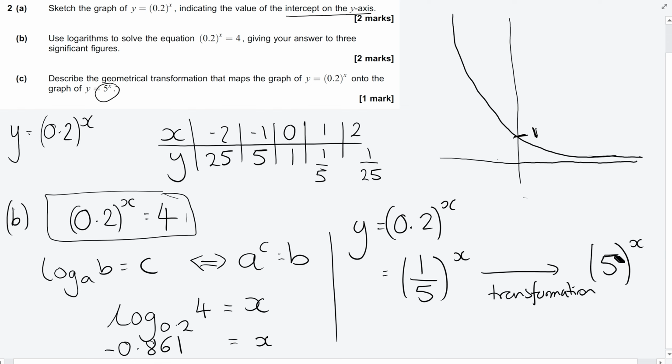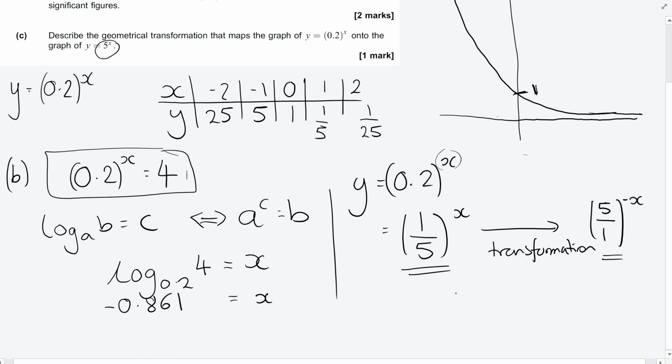takes us from 1/5 to the x to 5 to the x? And if we imagine 5 to the x being written as 5 over 1, you can probably spot that this is a reciprocal relationship. The first fraction, 1/5, has been flipped over to give us 5 to the x. And how do we flip a fraction? We take it to the power of -1. So we end up with this idea that the x value has had a -1 put in front of it. So effectively, the transformation is y equals 0.2 to the power of -x.